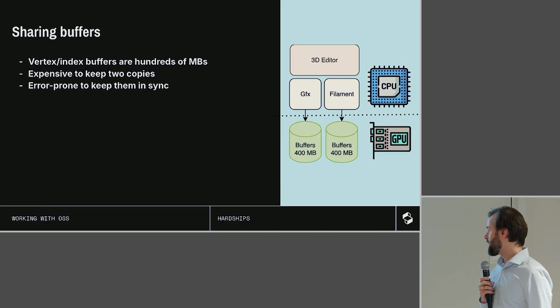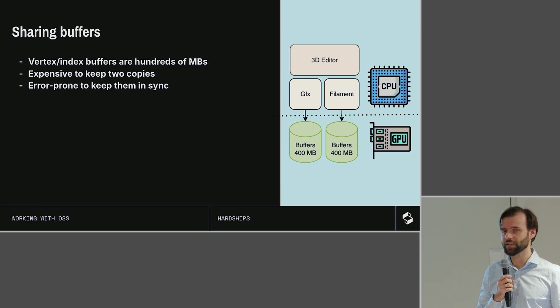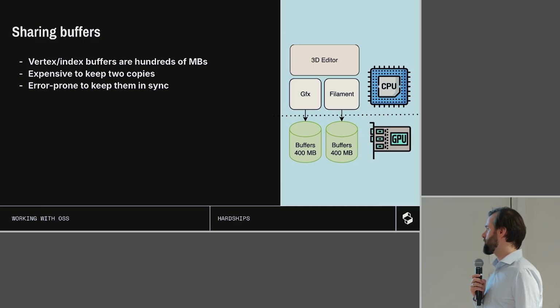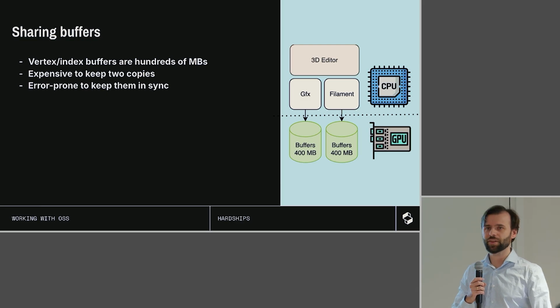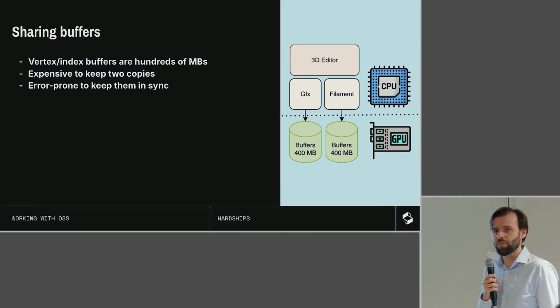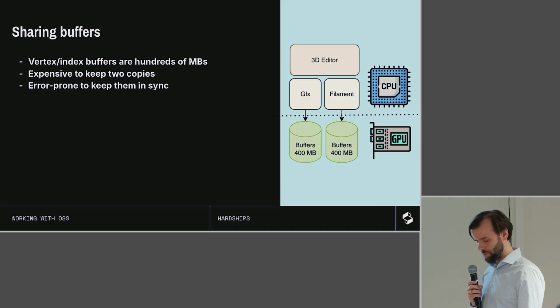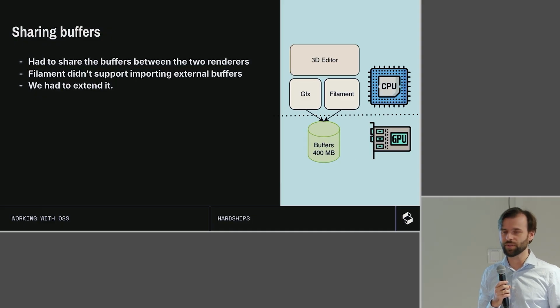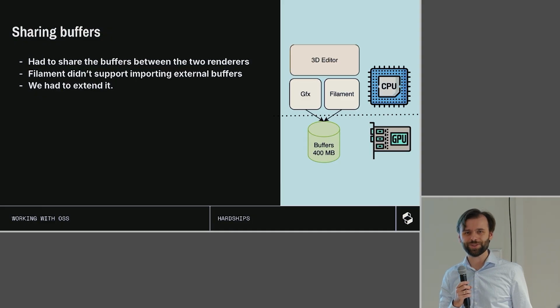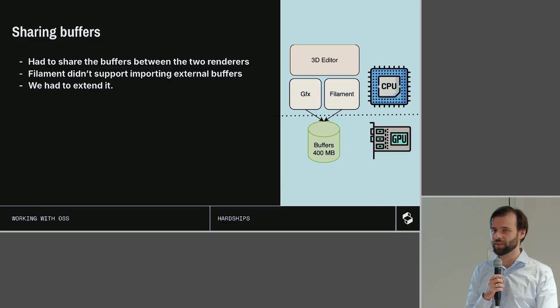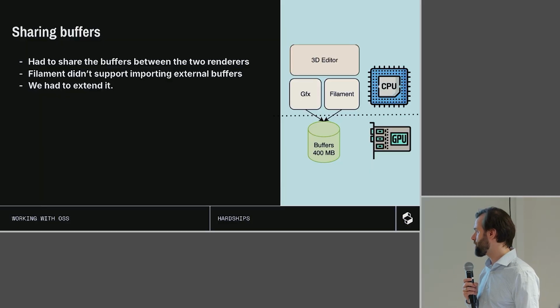And there are these things called vertex index buffers, which have a bad reputation of using a lot of memory. So we wouldn't want to duplicate all these buffers just for the sake of accessing them from both rendering engines. Obviously, we want to share them if possible. The problem was that it wasn't possible to share it, at least not out of the box. Filament didn't support importing any kind of buffers. But this is fine, this is open source software, so we can extend it and add this feature. And we did add this feature.